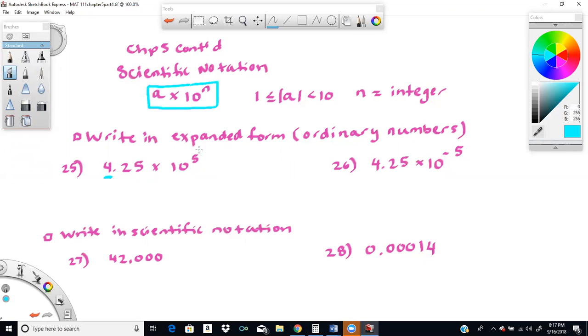Your exponent will tell you which direction to move your decimal. This is a positive 5, so I'll move my decimal 5 places to the right. I get 1, 2, 3, 4, 5. My decimal will be behind. Fill in with zeros, and this is your big number. So 4.25 times 10 to the 5th power is another way of saying 425,000.